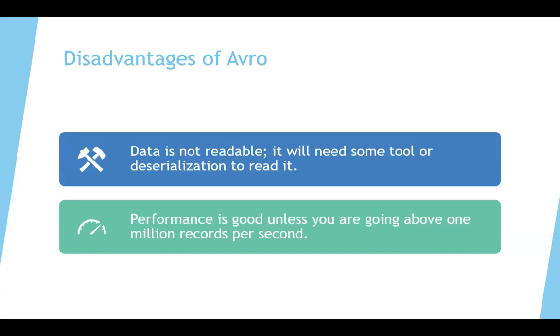And if we talk about performance, then serializing and getting your data verified by the schema doesn't affect your performance much, unless you're publishing 1 million records per second. Then you might get some performance hit at that time, but it depends upon your use case, how much data you have to put. On that basis, you can choose this or not.